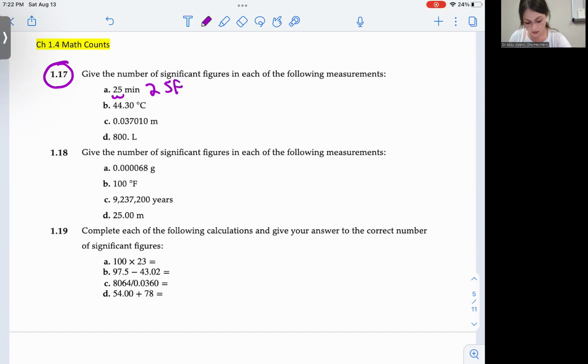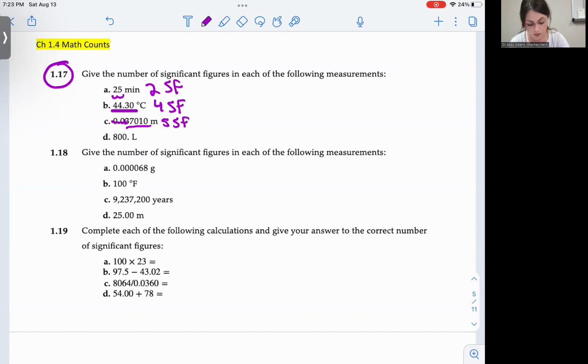All right, here. So we have a decimal. Okay, so we're coming in this way. We have 4 significant figures, okay, right? So here we have another decimal, so we're coming across this way. So we have 1, 2, 3, 4, 5. So we have 5 significant figures, right? Because we have a decimal.